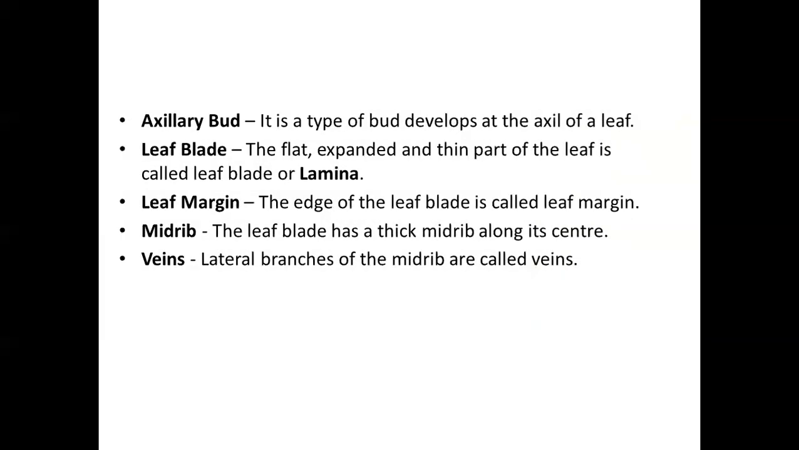Next, axillary bud. Axillary bud is the next part of a leaf, and it is a type of bud that develops at the axil of a leaf. Next is the leaf blade. The leaf blade is the flat, expanded, and thin part of the leaf. It is called the leaf blade or lamina.